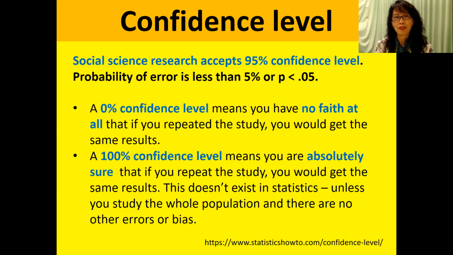Let's talk about 0% confidence level. If we have 0% confidence level in the results, it means that we have no faith at all that if we repeat the study, we will get the same results. Now, 100% confidence level means that if we repeat the study, we are very sure we will get the same results. However, in reality, in statistics, there is no such thing as 100% confidence level. So in the social sciences, what we've taken is 95% confidence level. And in the sciences, they usually go for 99% confidence level with less margin of error.